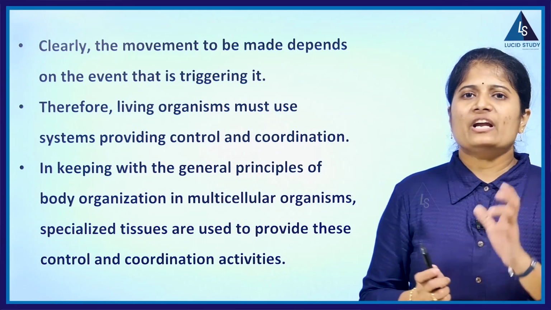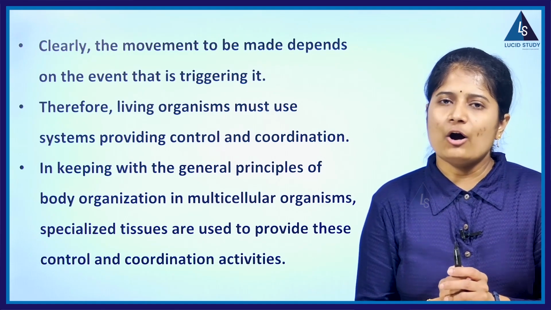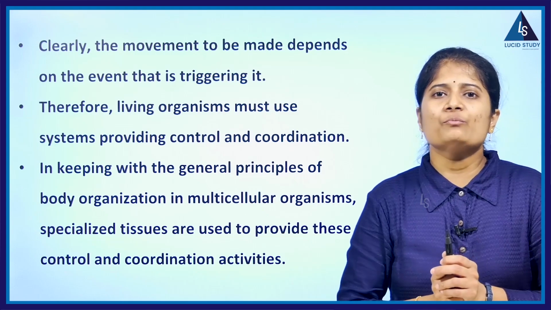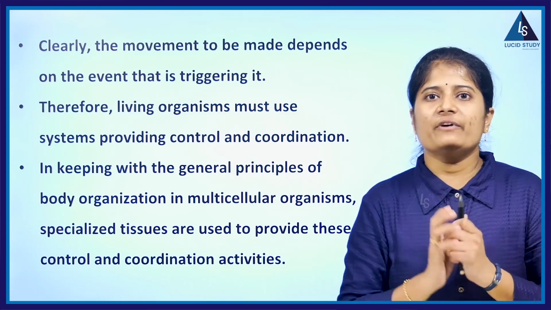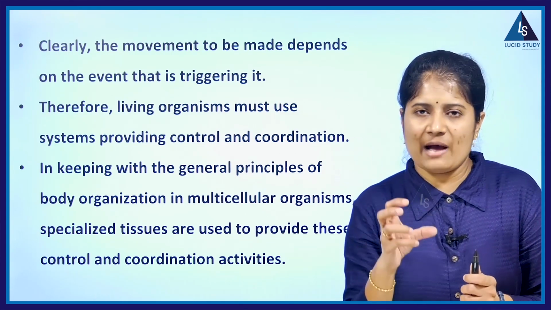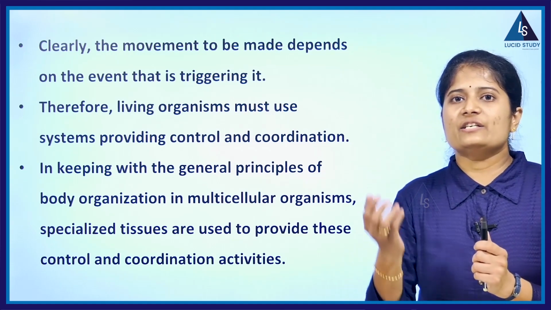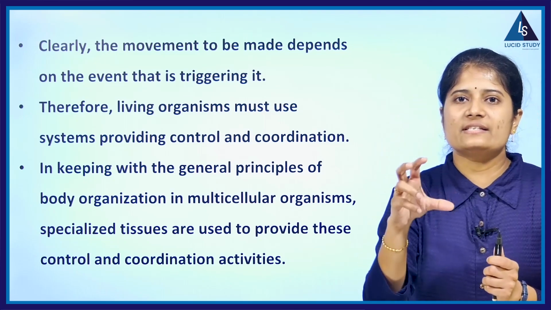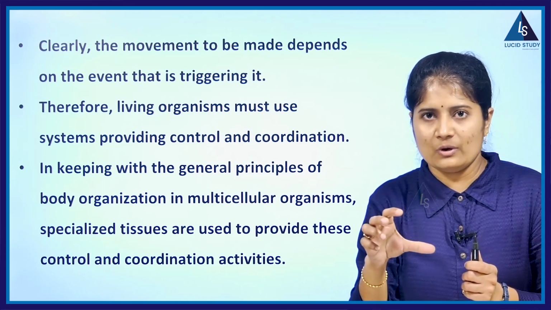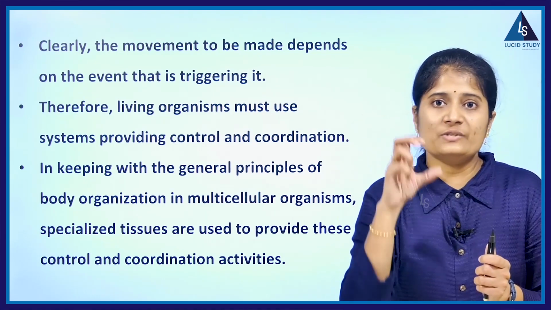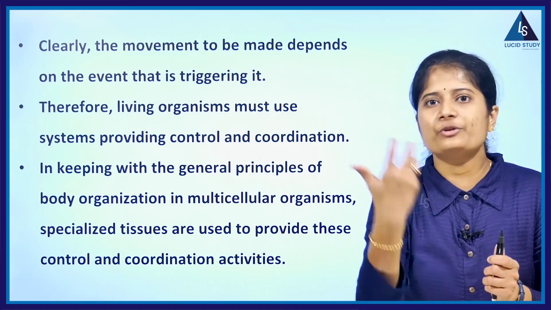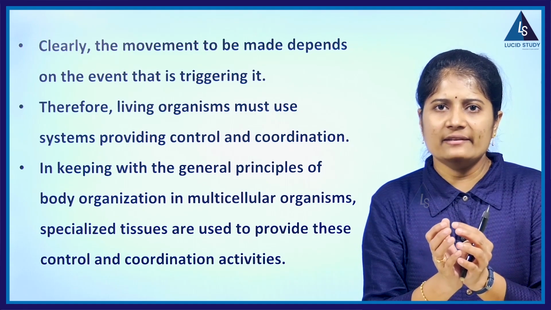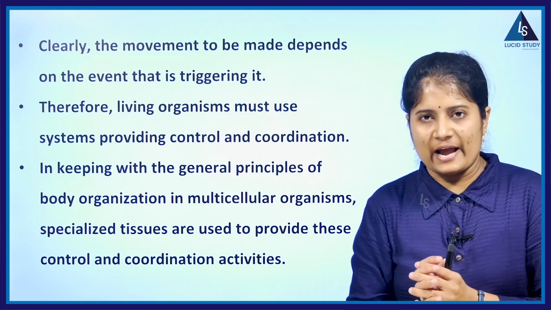For example, if we touch a hot object, we immediately remove our hand. Such movements happen without our being aware of doing them. Living organisms have particular systems to control and coordinate so that we remove our hand immediately after touching a hot object. This is the system that indicates the control and coordination mechanism.